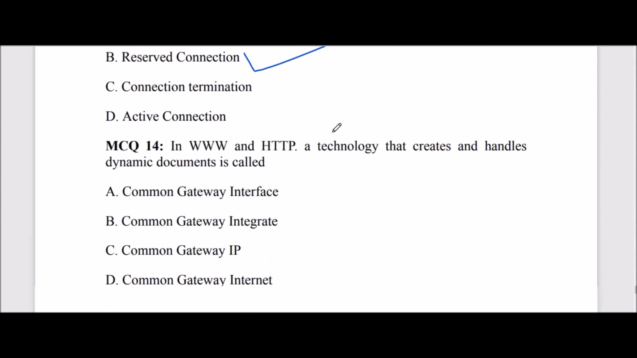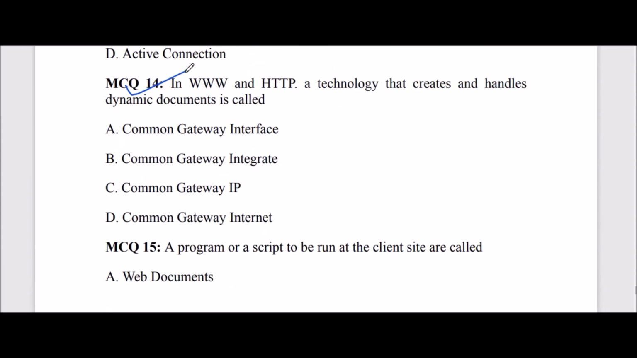Okay. Next question. In www and HTTP, a technology that creates and handles dynamic documents is called option A Common Gateway Interface, means CGI, option B Common Gateway Integrate, option C Common Gateway IP, and option D Common Gateway Internet. Correct answer here is option A Common Gateway Interface. Okay. In www and HTTP, a technology that creates and handles dynamic document is called CGI, Common Gateway Interface.